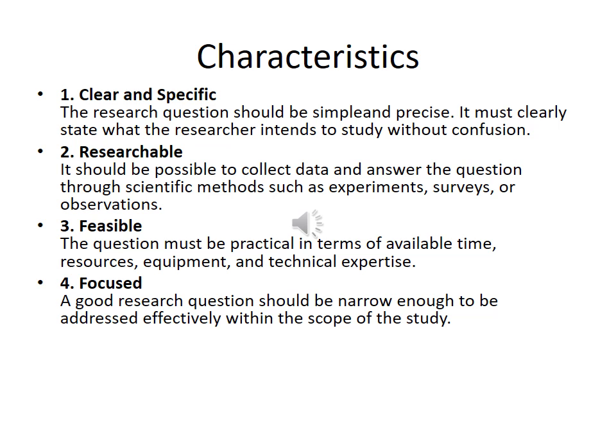Next is the characteristics of a research question. First, it should be clear and specific. As we have seen in the definition, that means it should be simple and precise, and it must clearly state what the researcher intended to study without any confusion. The second characteristic is that it should be researchable. That means the question can be answered by scientific methods, either by the experimental method, or by survey or by observation.